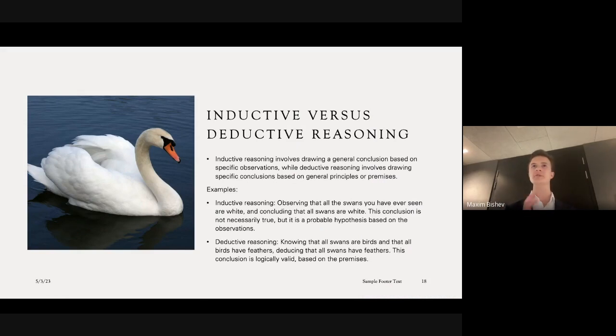Again, induction is drawing a general conclusion based on observation of many, many instances. But what it doesn't mention here is that you have to understand the source of the instances. You have to understand, why are all swans white? And if you really understand that, you'll know, actually, wait a second, there's nothing about the nature of a swan that means it has to be white. And that's why there are, in fact, black swans.